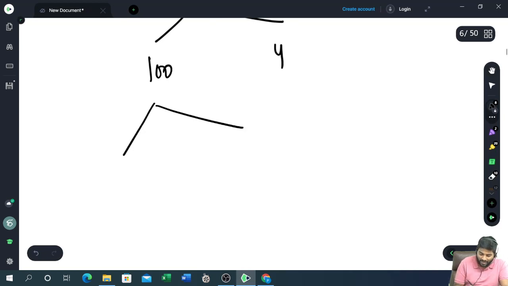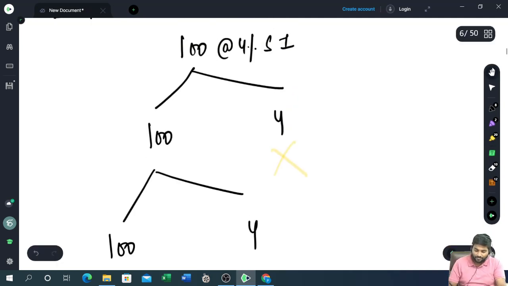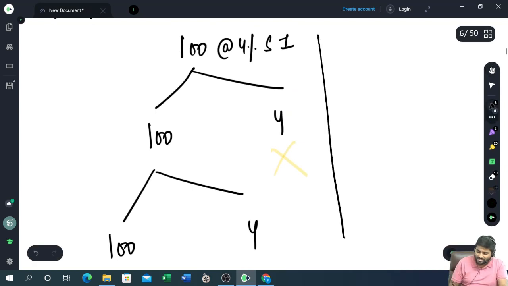After one more year, again this 100 will grow, but this 4 will not grow. If you get interest only on the principal amount, then it is simple interest. You get interest only on the principal amount. And if you get interest on interest, if there is a compounding, then it is known as compound interest. First, draw this tree diagram. What formula have you studied? Can someone tell me? Simple interest.